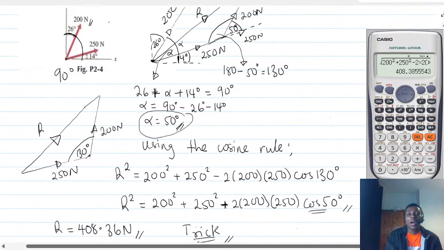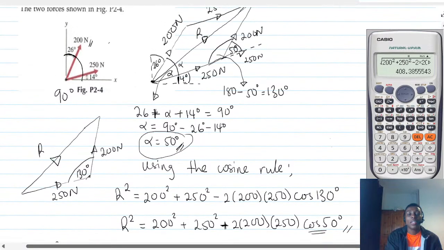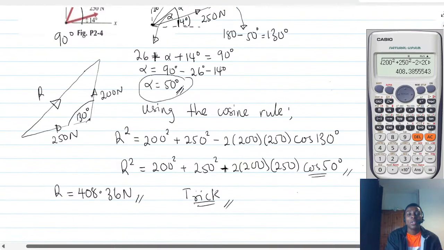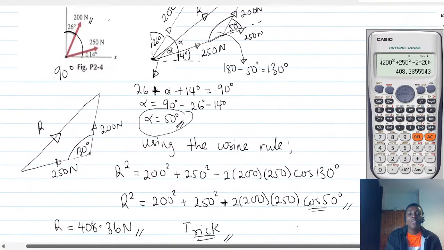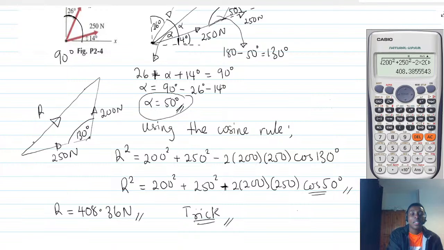But we are not done. The last thing is to find the angle the resultant force will make with the horizontal. Now, we have to pay attention. Let's call this angle theta. Now, the 250 Newton force is making an angle of what? 14 degrees with the horizontal. Is that right?